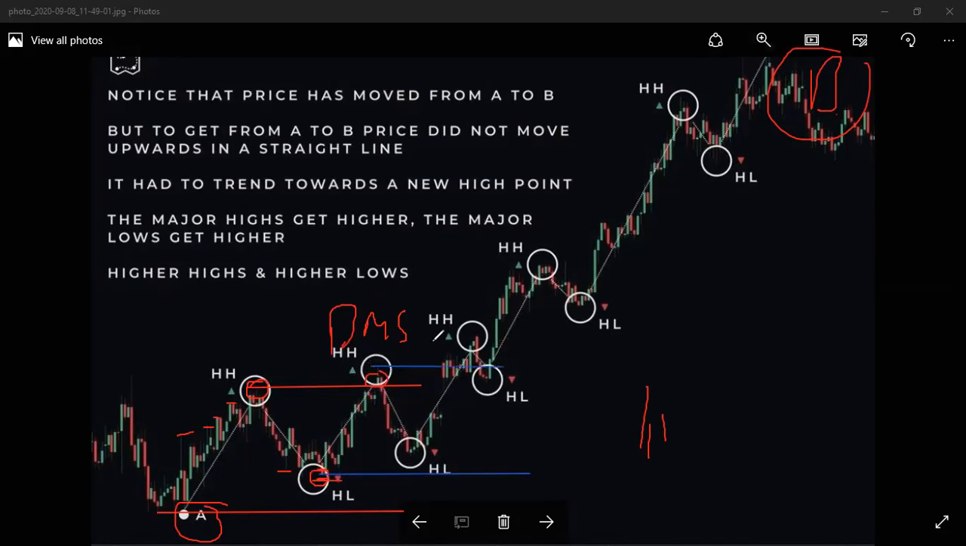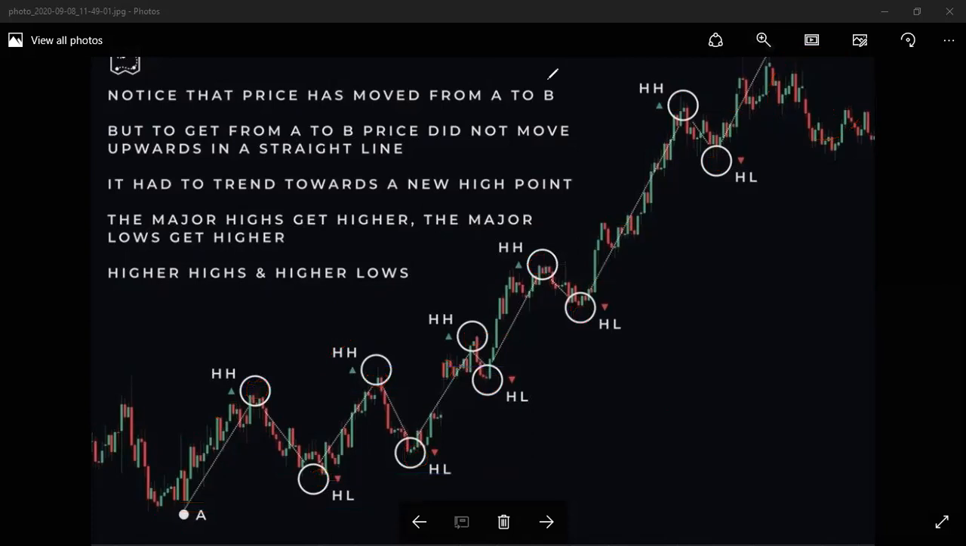So price comes down, makes a higher low, goes up again here. BMS. That's the BMS here. And then higher high. Again, higher low. BMS. Higher high. Higher low. BMS. Right here. Higher high. Higher low. BMS. Higher high. Higher low. BMS. Right here. That's the uptrend. This is an uptrend.